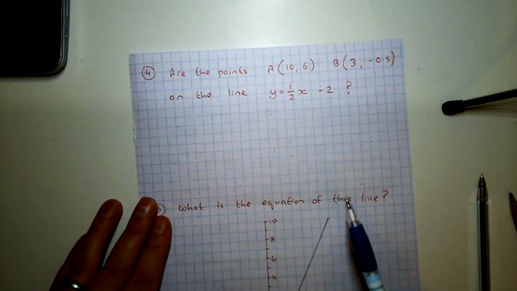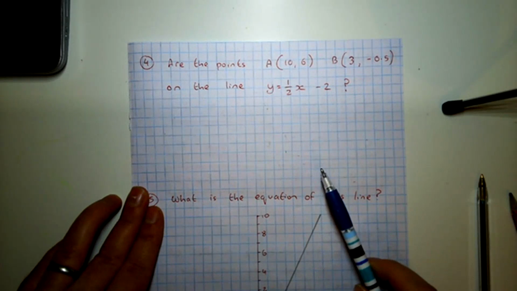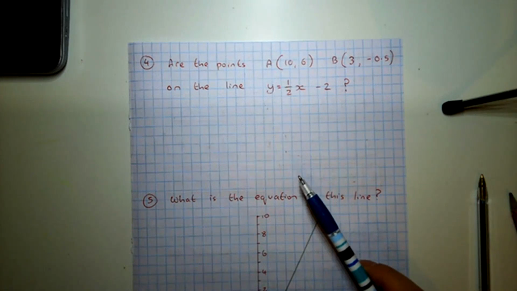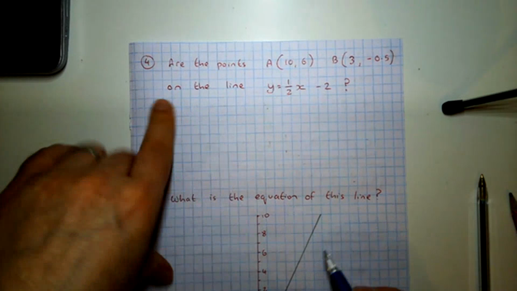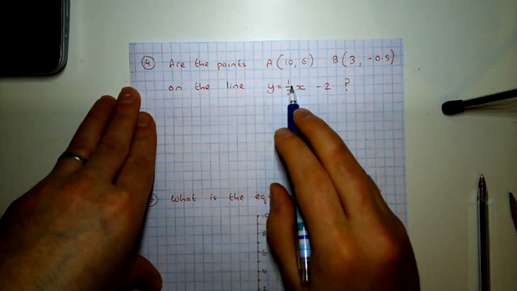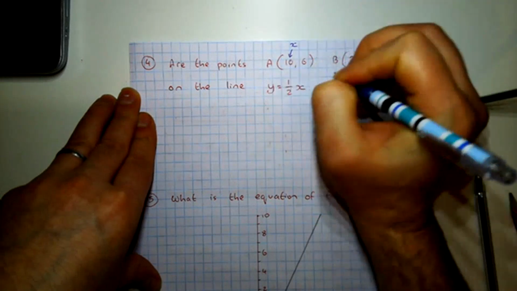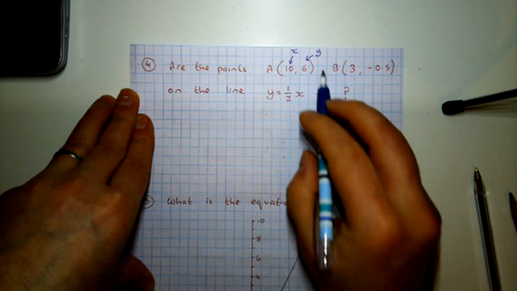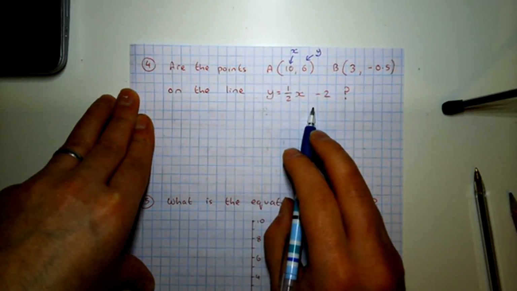Okay, so let's have a look at another one. You might get asked a question, are these points on this line? And we could draw the line and have a look, but that seems like a lot of effort. So what we can actually do is look at it algebraically. If we remember that the first number is your x coordinate, and the second number here is your y coordinate, then you can see if these numbers work in this equation.